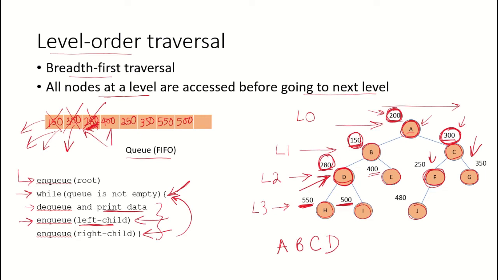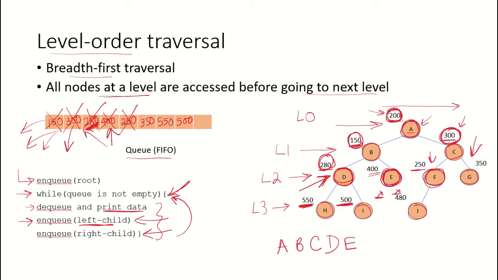At the front of the queue we have node 400. The data is E, so that will be printed, and now the children of E will be enqueued, but these are empty left and right subtrees, so nothing will be enqueued. We go back to the checking of the condition, dequeue and print data. 400 was already dequeued. Next is 250.